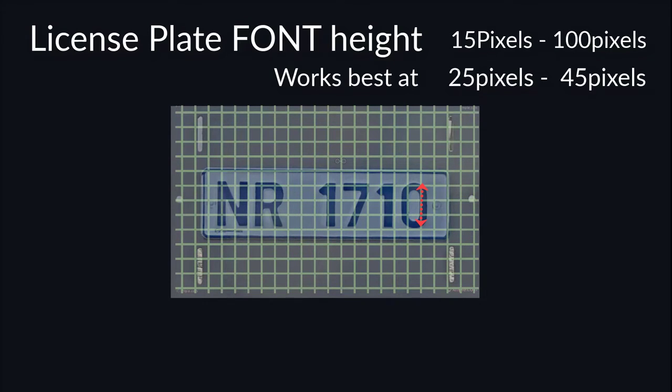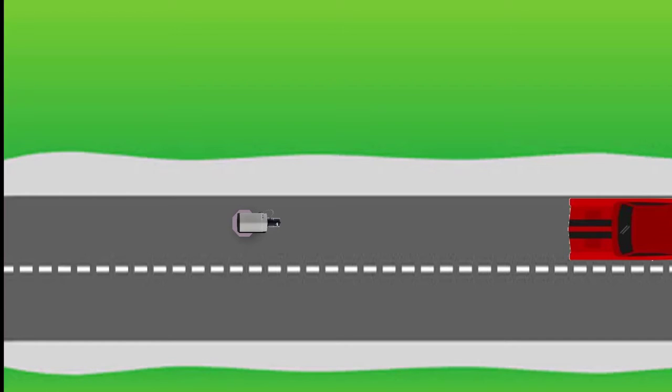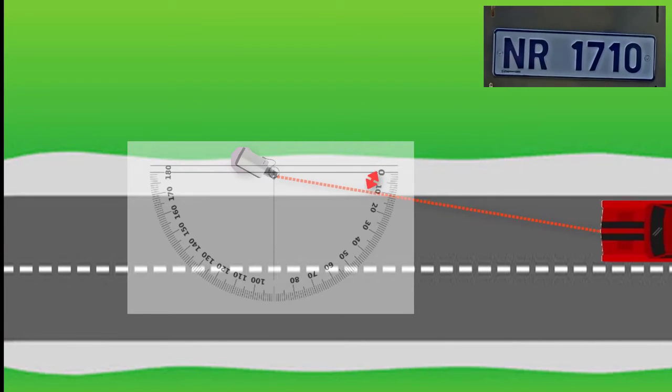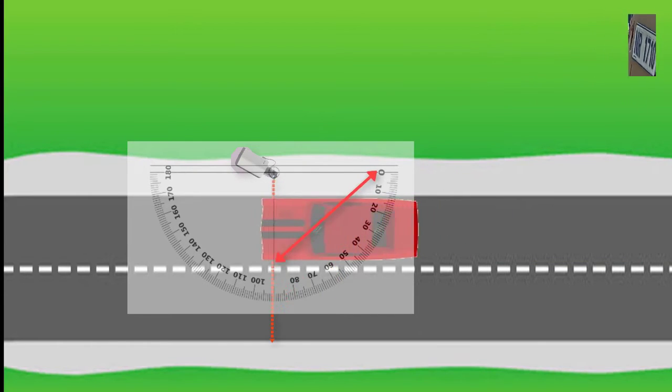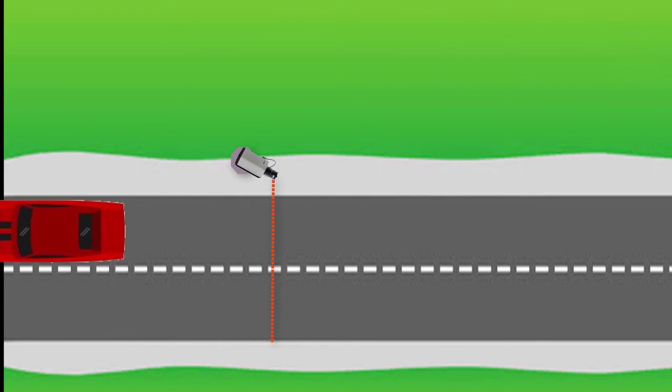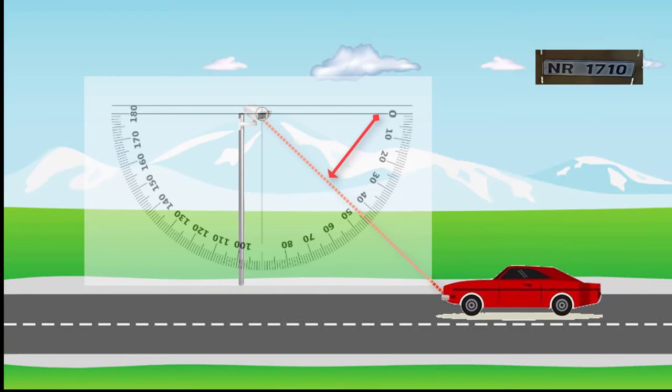The next important ANPR setup requirement is getting the camera mounting angles correct. The most obvious of these is that the license plate must be clearly visible to the camera. It is best to have a straight-on view of the number plate, but often that is not possible, and so the camera is mounted slightly to the side. The side angle should not exceed 15 degrees. Just as the top-down angle should not exceed 30 degrees.